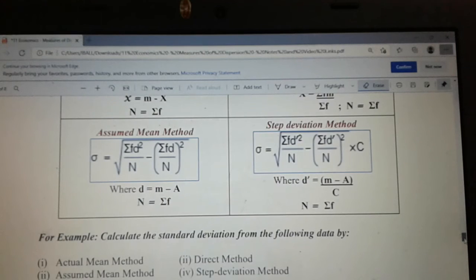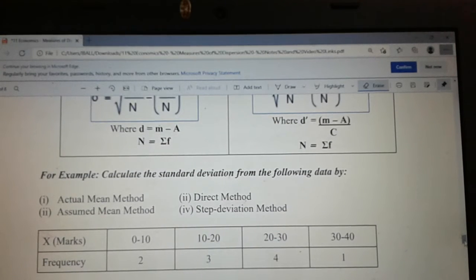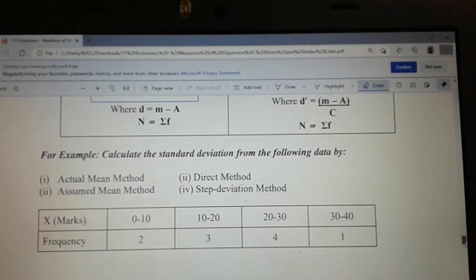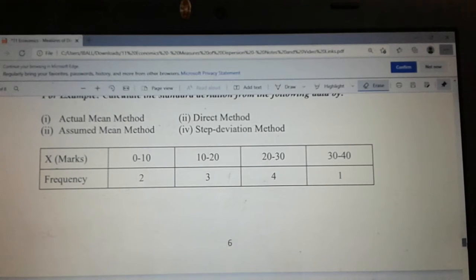Now come to the questions. The number one question is: calculate the standard deviation from the following data. It means data has been given here and you have to calculate the standard deviation. You have to find the standard deviation with the help of these four methods: actual mean method, direct method, assume mean method, and step deviation method. So these four methods we will discuss according to this question.